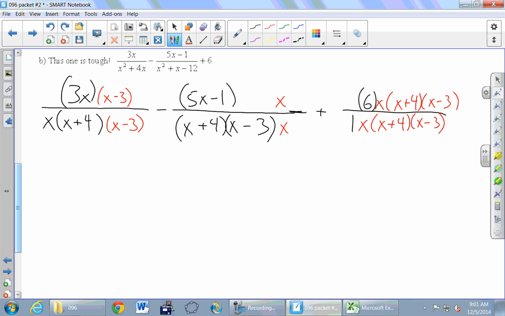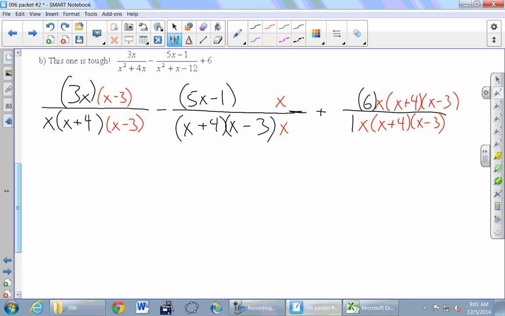That's right. We've got the LCD in all these denominators. And this one, I didn't know ahead of time what the LCD was going to be. I just kind of built it by filling in what was missing, by completing the denominators. So eventually they all matched each other. Okay, so this is good.